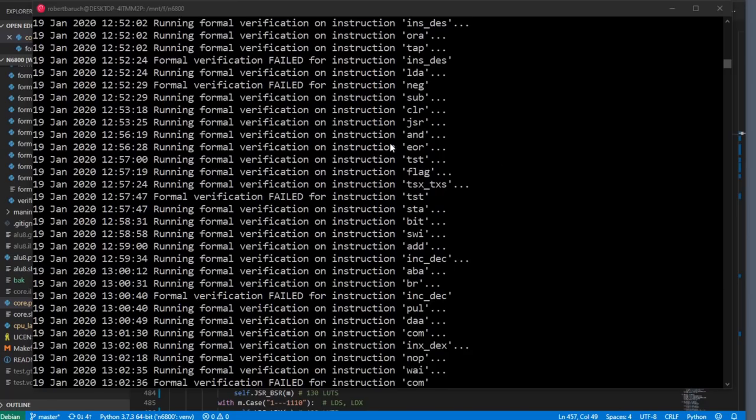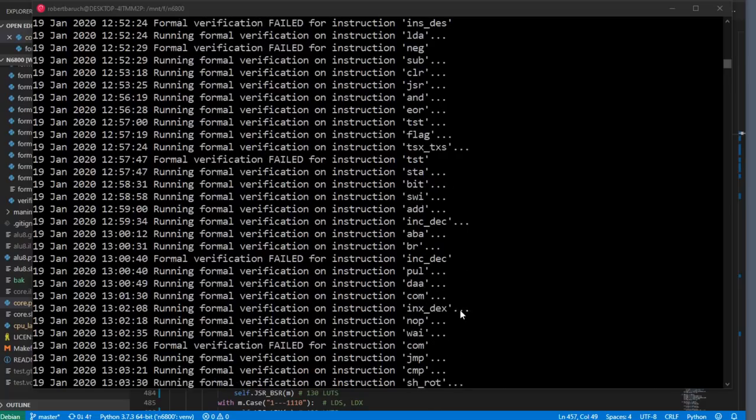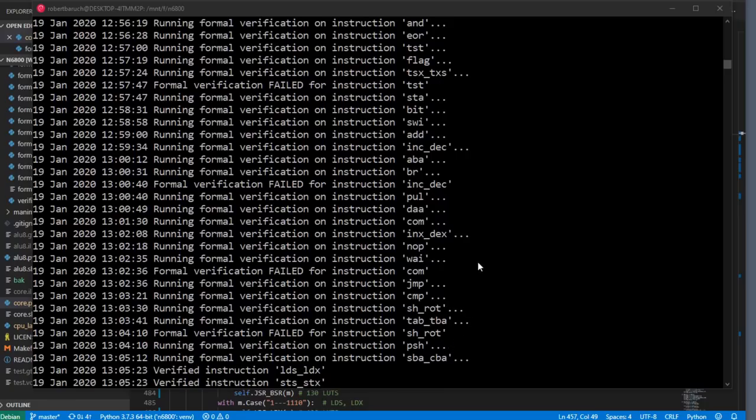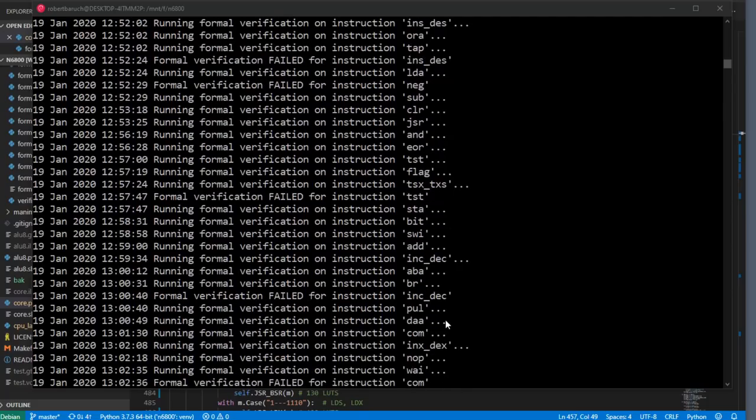Unfortunately, we've had a bunch of other failures, including things that I didn't think were very related, like inc dec. I'm not sure what I did to cause that to fail. I suppose I could understand negate, test, and com, because those are all ALU type things. Shift rotate, that's kind of weird. So I'm not sure what I did wrong. I guess I'll go look at some traces.